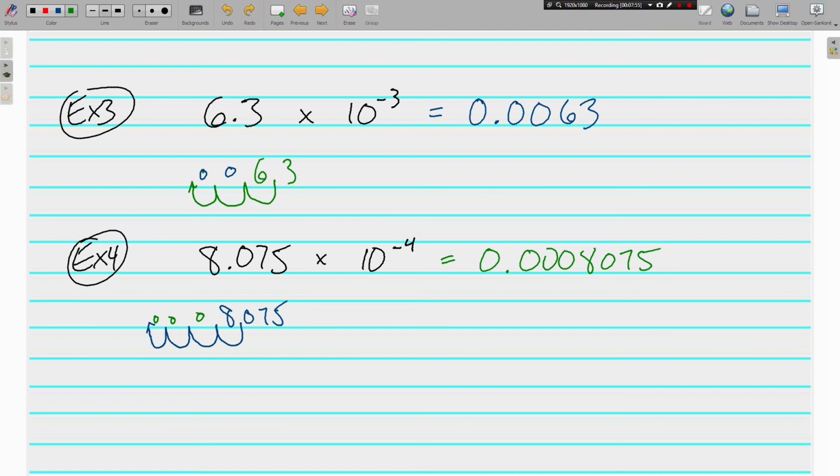Scientific notation is all about using powers of 10 to write very large numbers and very small numbers in a different way. Please be careful paying attention to positive exponents versus negative exponents and which way that decimal needs to go.